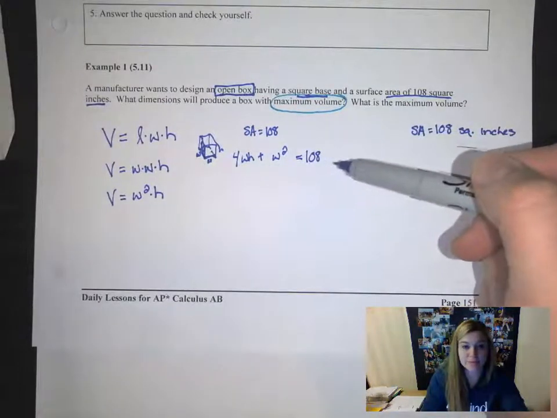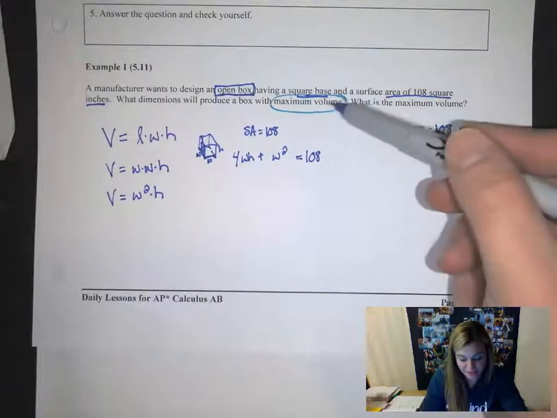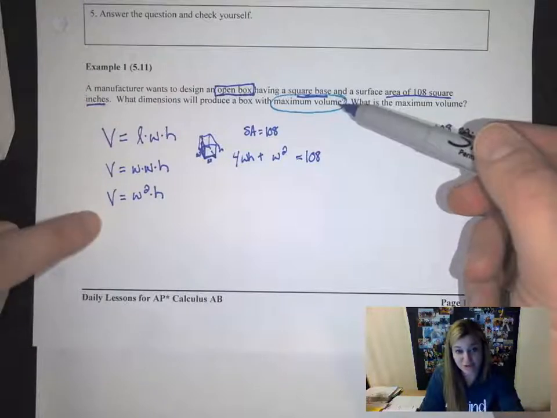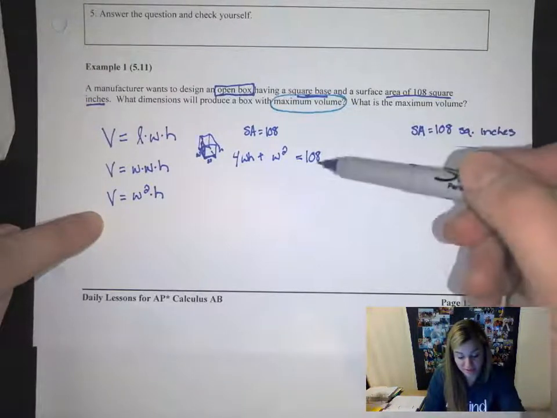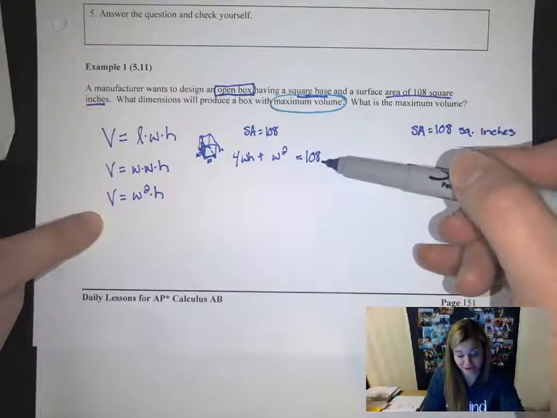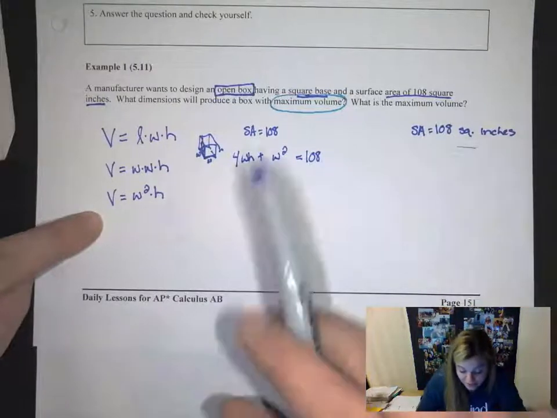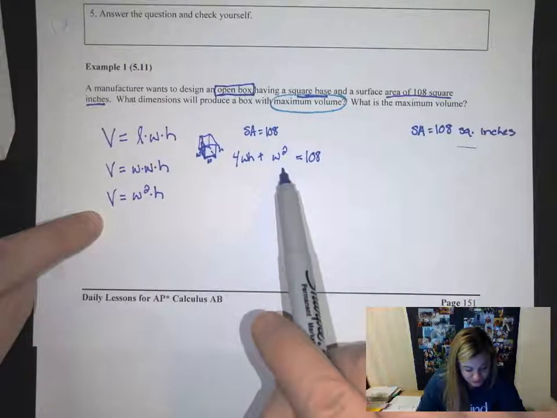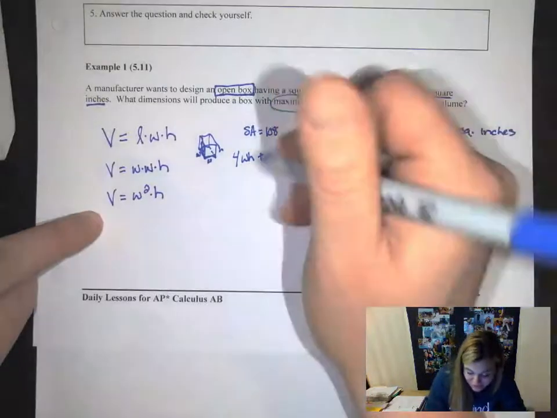And so what I want to do is, I'm not taking the derivative of this, because it didn't say what is the maximum or minimum surface area. It just said maximum volume. So I know I'm taking the derivative of the volume, but I'm using this to help me eliminate a variable. So I'm going to solve for one of these. I can see that there's a W and a W squared. I don't really want to solve for that. How about I solve for H?